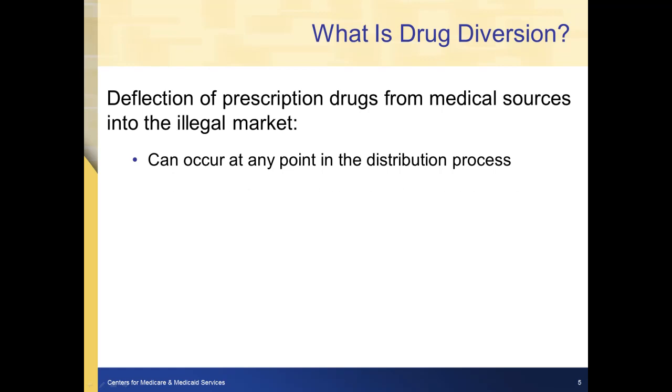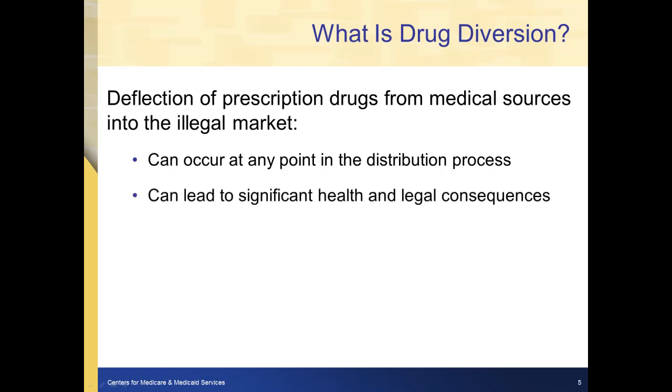Drug diversion can lead to significant health, legal, and financial consequences. Health consequences include overdose, unnecessary emergency department visits, and even death. The CDC has identified drug overdoses, including those from prescription drugs, as the leading cause of death from unintentional injuries in the United States.